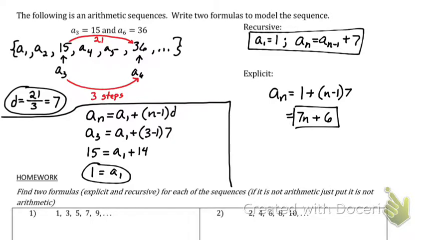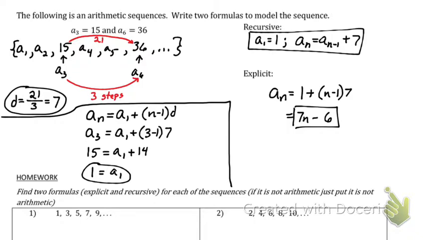Now you have a hard time checking your recursive, but you have an easy time checking your explicit. My third term needs to be 15. Oh, I missed the negative. It should be minus 6. That's why you check it. It should be minus 6, since it's negative 7 plus 1. All right, 3 times 7 is 21, minus 6 is my 15. That worked out. My sixth term should be 36. 6 times 7 is 42, minus 6 is going to be that 36. That works. That is my explicit. That is my recursive. I am done.